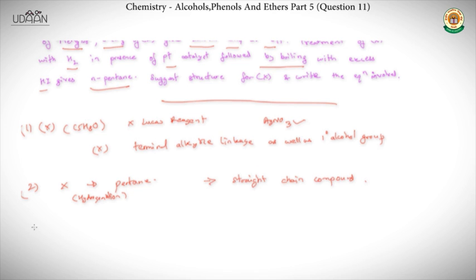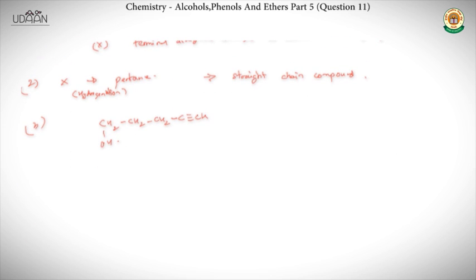Now the third point comes. Keeping in view the above facts, X may be a terminal alkyne and it has to be a straight chain. Therefore, we get X as pent-4-yn-1-ol, and when it is reacted with methyl magnesium bromide, it gives CH4. That means it has two acidic hydrogens, or two active hydrogens, and thus 1 mole of X will give 2 moles of CH4.